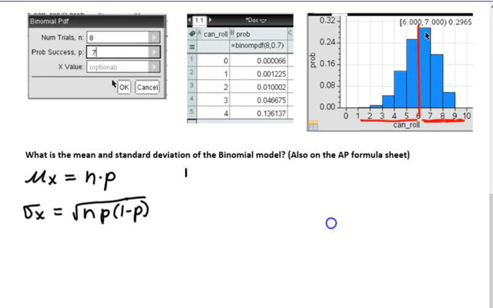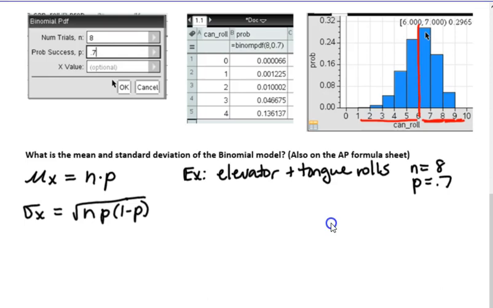So for our example, the elevator example with the tongue rolls, where n is equal to 8 and p is equal to 0.7, we would have mu of x equal to 8 times 0.7, which is 5.6. So 5.6 out of the 8 people on the elevator would be expected to be tongue rollers. And that looks pretty reasonable for this distribution here.